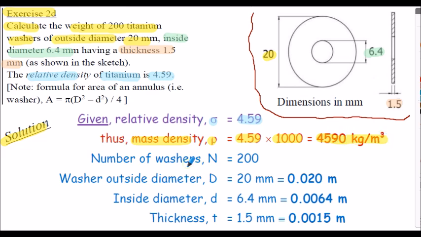The question states the number of washers. There's 200 of them. We've got the outside diameter, D, so 20 millimeters stated in the question, but I'm converting that to meters because our density is in terms of meters. So 20 millimeters is 0.02 meters. The inside diameter, little d, 6.4 millimeters, so that's 0.0064 meters. And the washer's thickness is 1.5 millimeters, so that's 0.0015 meters.